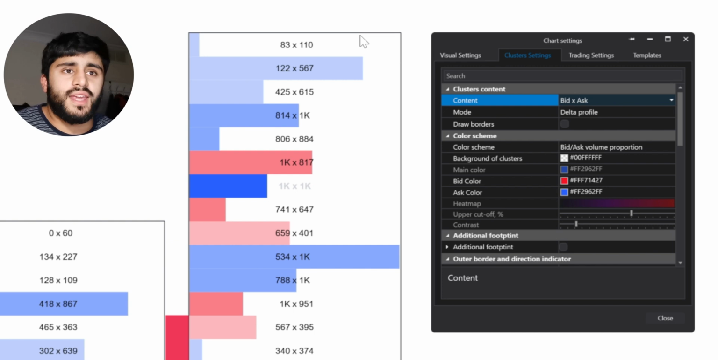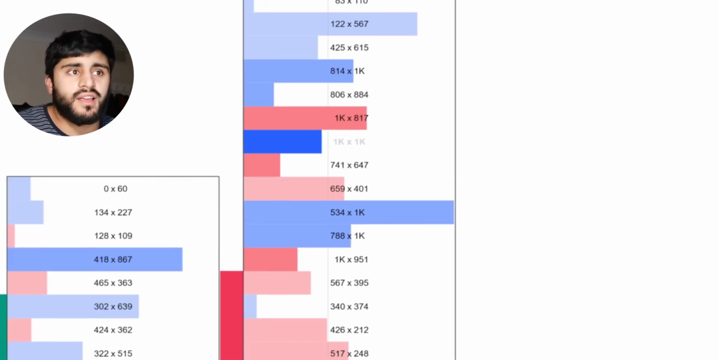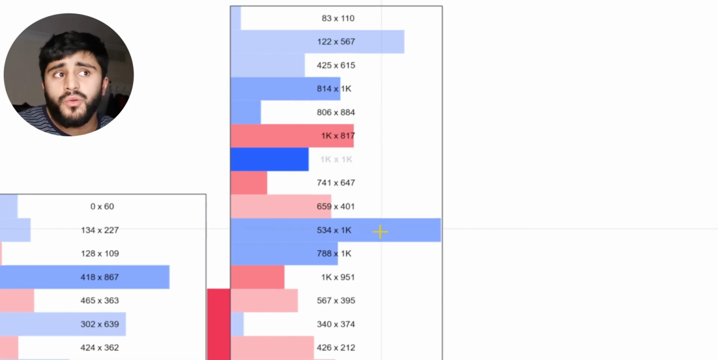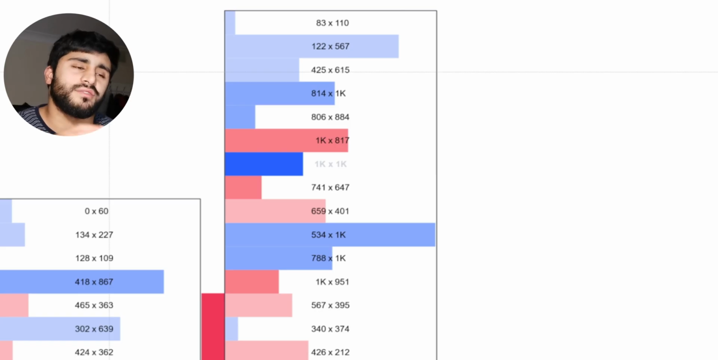So these are my settings on the ATAS platform. We're using the delta profile. So what does the delta profile actually represent? The delta profile is represented with the colors, and the colors are very self-explanatory. Blue represents aggressive buying, more aggressive buyers than there are aggressive sellers.